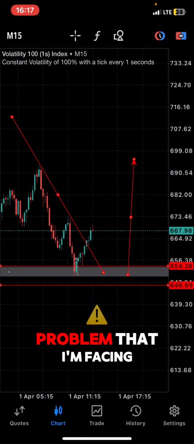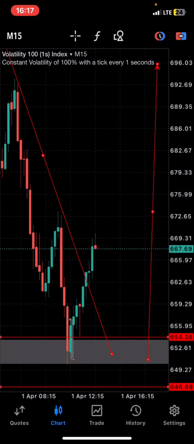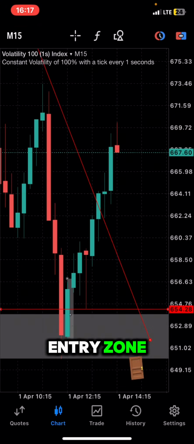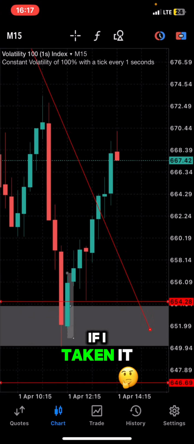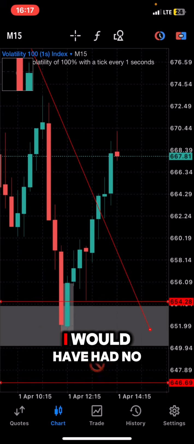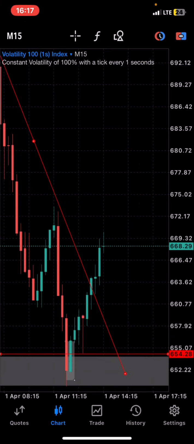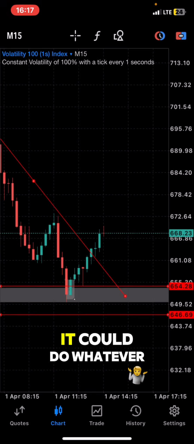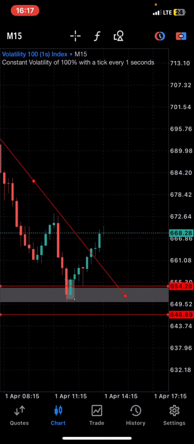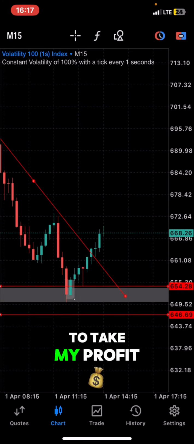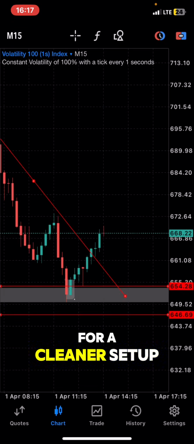Here's the problem that I'm facing over here. I didn't take the trade from my proper entry zone. If I had taken it all the way down here, I would have had no problem holding. But now that I took it at the breakout, it could come back for a retest. It could do whatever it wants to do, and that's something that I wouldn't have catered for. So I just had to take my profit, and I'm gonna wait for a cleaner setup.